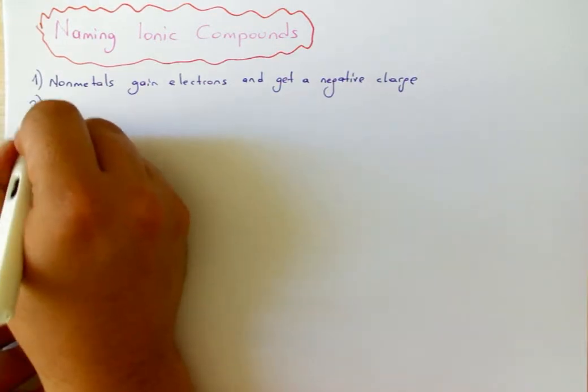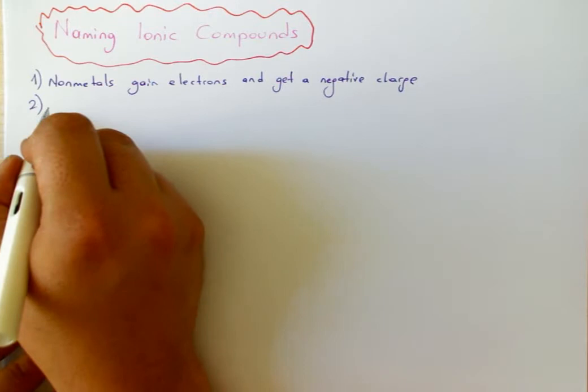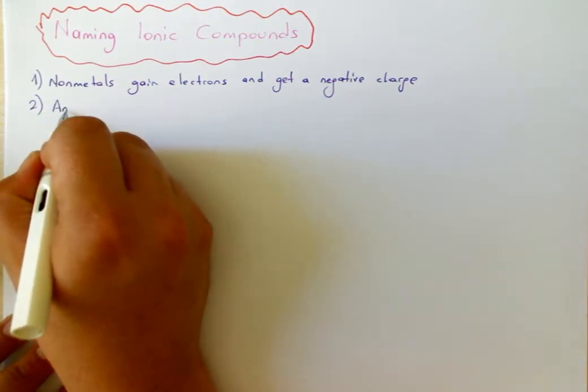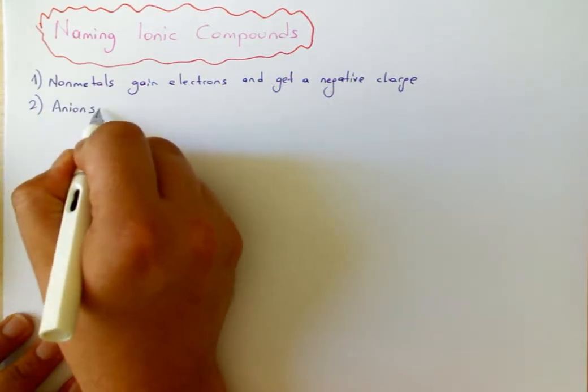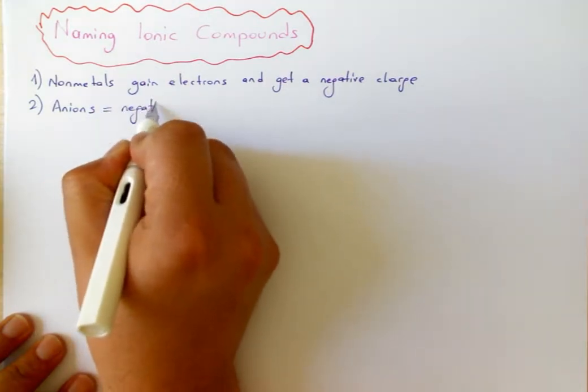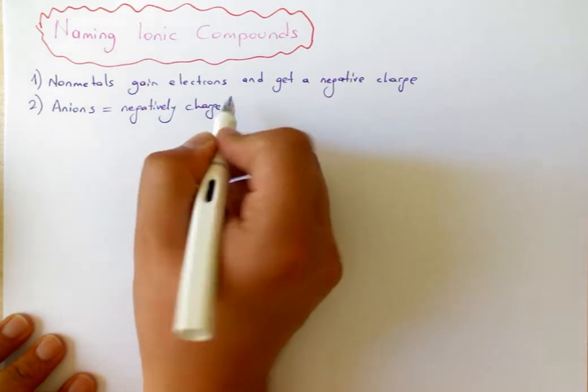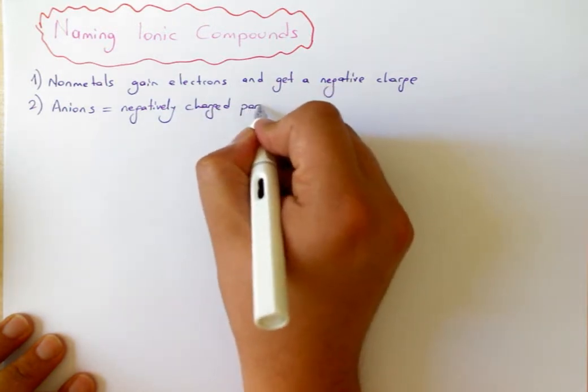The second one is that we call negatively charged ions anions. Anion means negatively charged particle.